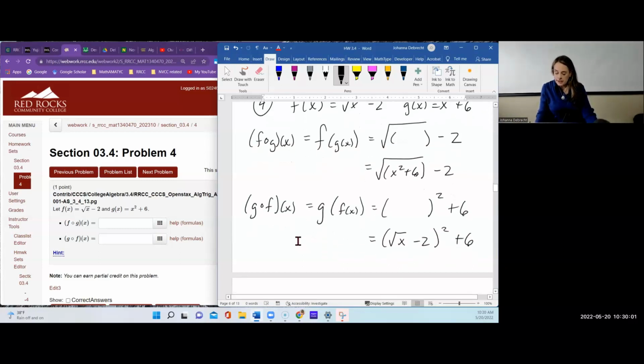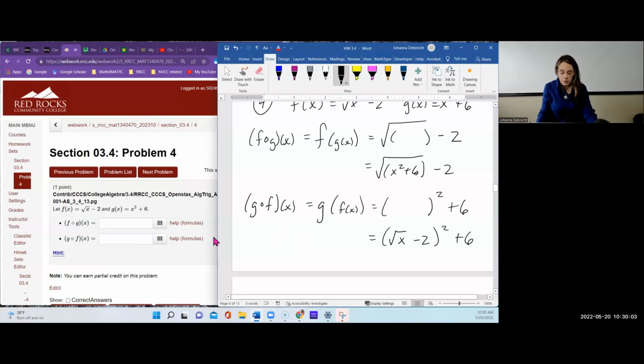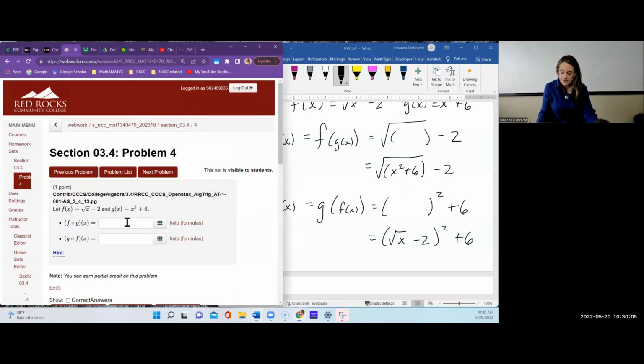We could multiply this out, but we can also check and see if WebWork will take it in this form. Let's find out. The first one is the square root of the quantity x squared plus 6, and that closes the square root. Then we have a minus 2. We'll have to check the preview and make sure that it looks the way we have it written here.